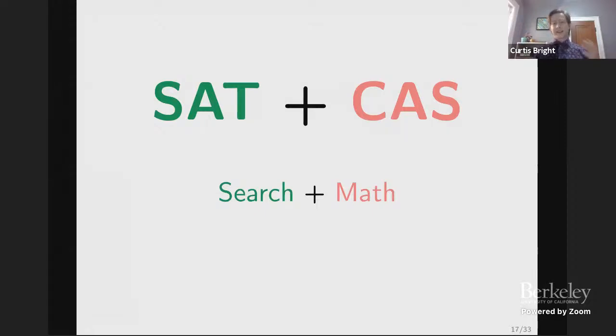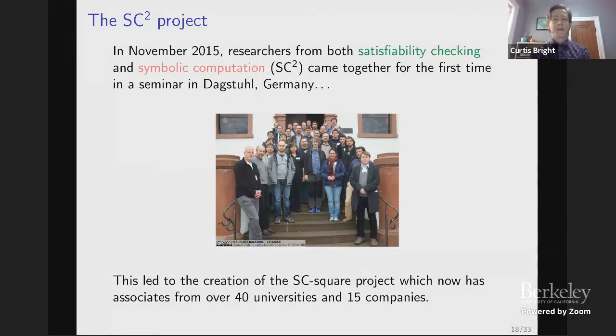So when you say it like this, it's a very natural paradigm, right? In hindsight, SAT solvers are really great at search, CASs are really great at math, and there's lots of mathematical problems where you want the power of both, right? You want fast search and you want expressive mathematics. Surprisingly, both of these two fields were very well developed, going back to the beginning of computer science. It's kind of surprising that it's only relatively recently that these fields started interacting with each other.